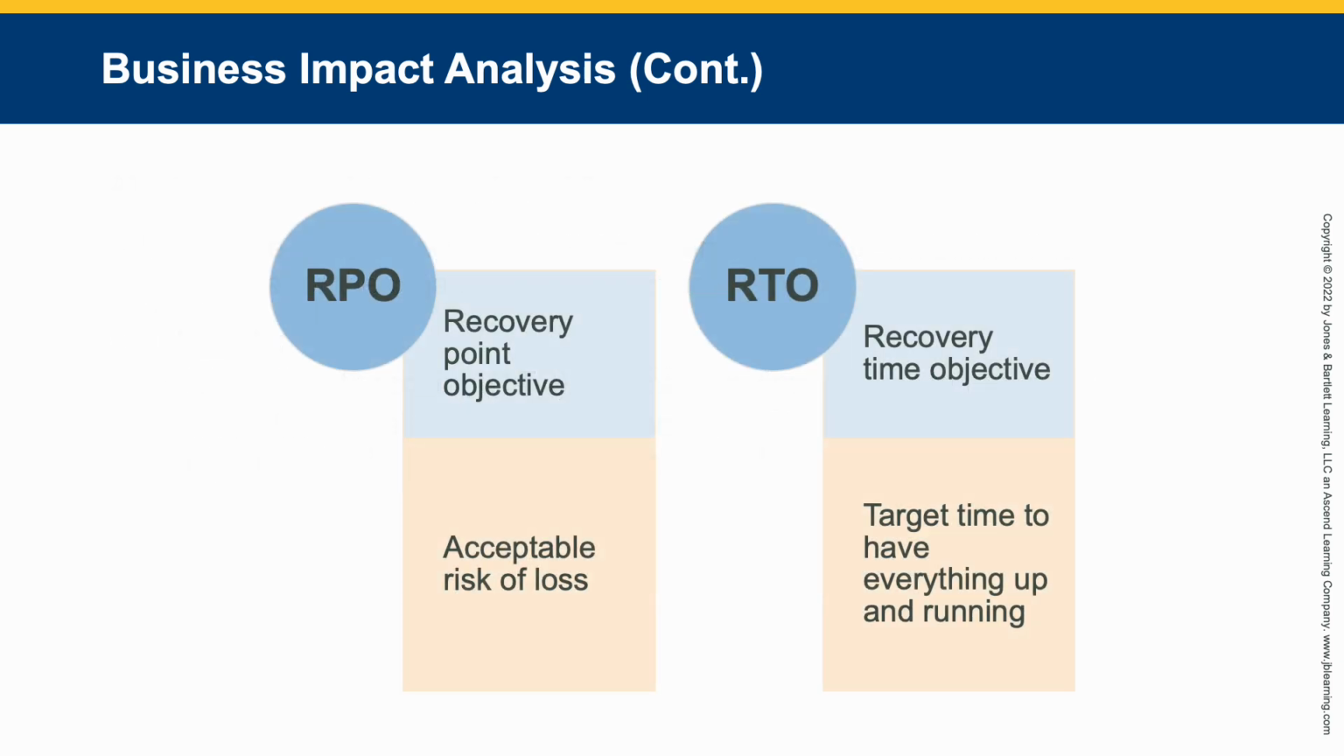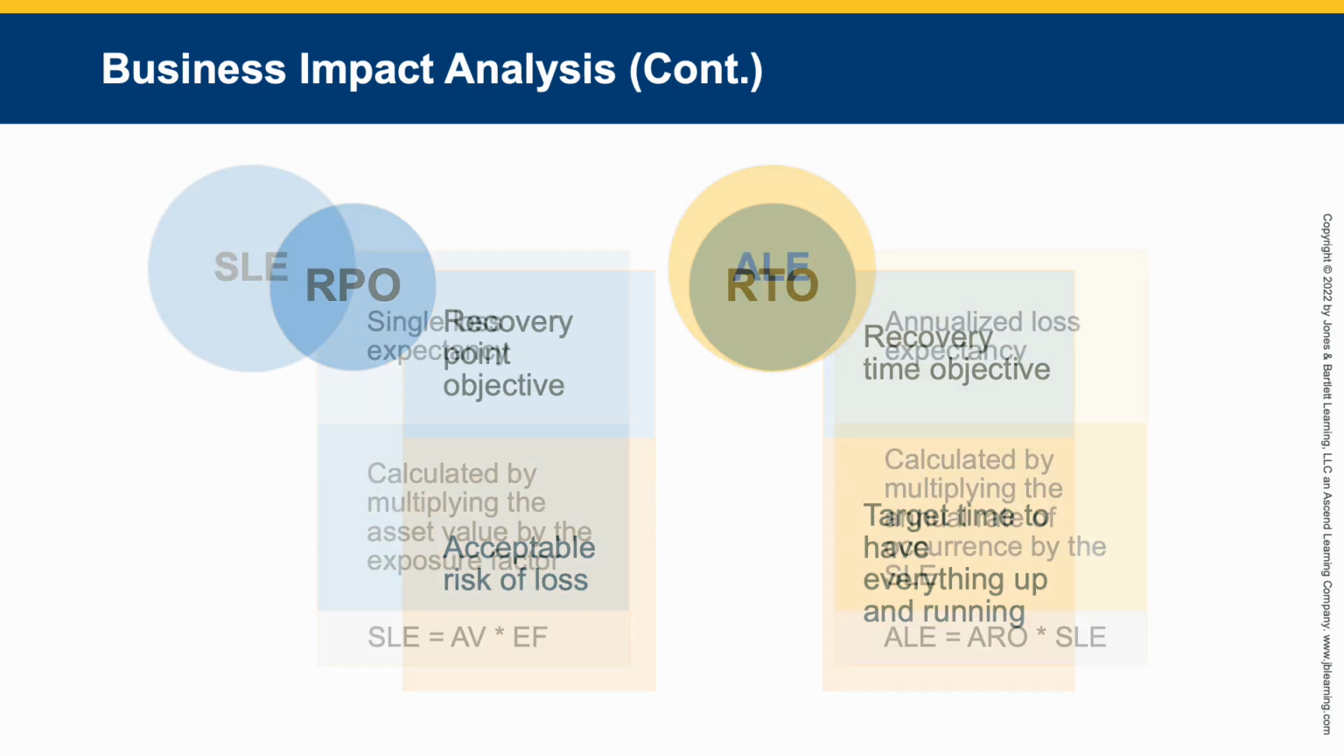There are also RPO and RTO. Recovery point objective, the acceptable risk of loss, is RPO. RTO is recovery time objective, the target time to have everything up and running. And this is also significant for you to know because this comes under the domain of business impact analysis. And let's go further.